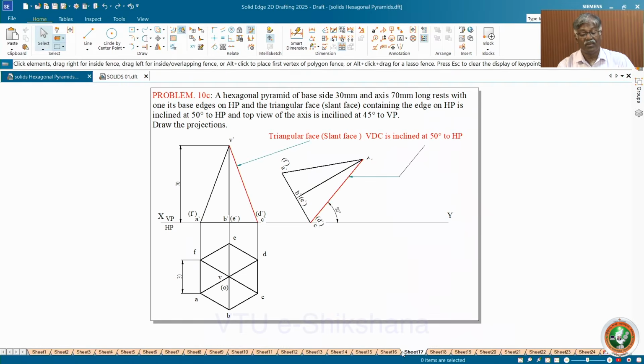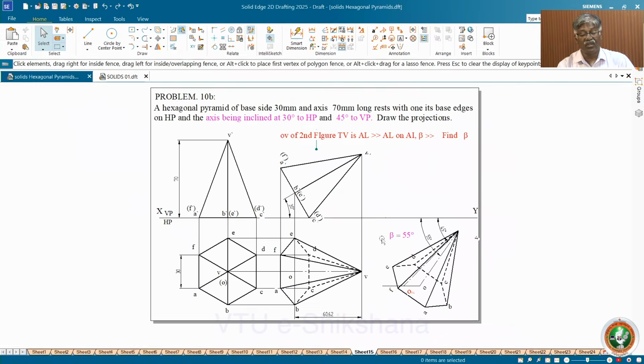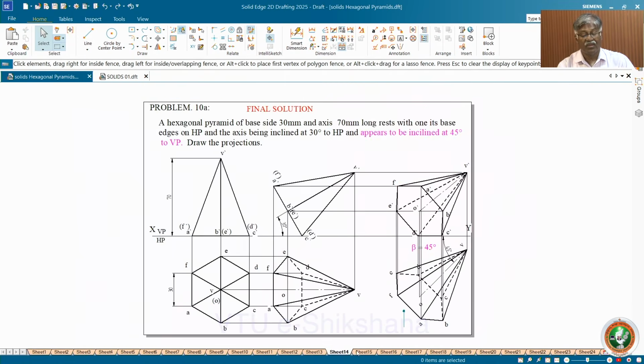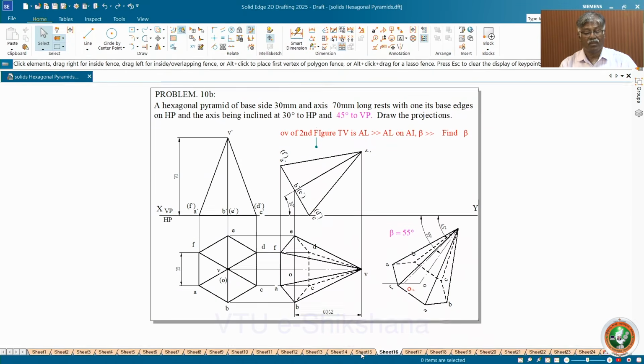So you try to work out the final view. Same type you get. There is no change. Small changes will be there. Okay, procedure is same. Now the concept I have given. This is the reference for the hexagonal pyramid problem.